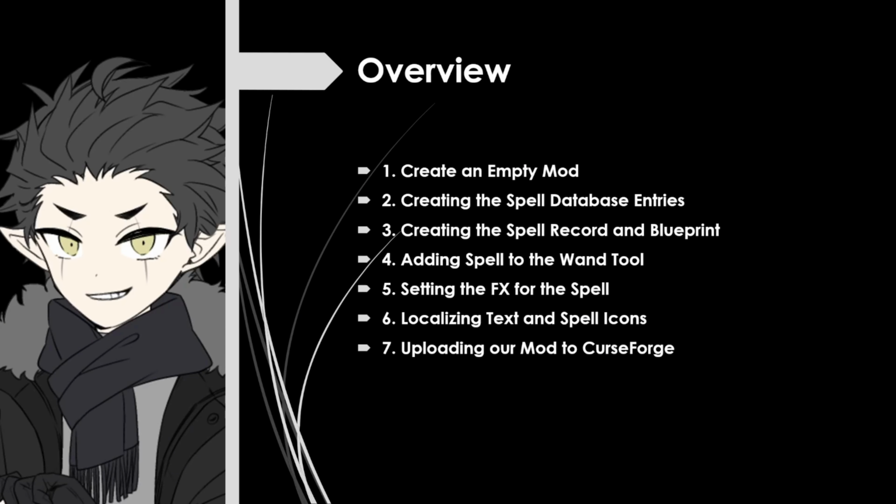First, we're going to create an empty mod. Then we're going to define our spell by using the DB static tables. After that, we're going to create a spell record and spell blueprint. This is going to tell the spell what kind of FX it should place and whether or not the player can cast it. Then we're going to localize our text and create a spell icon. After that, we're going to finish off our video by uploading our mod to CurseForge.